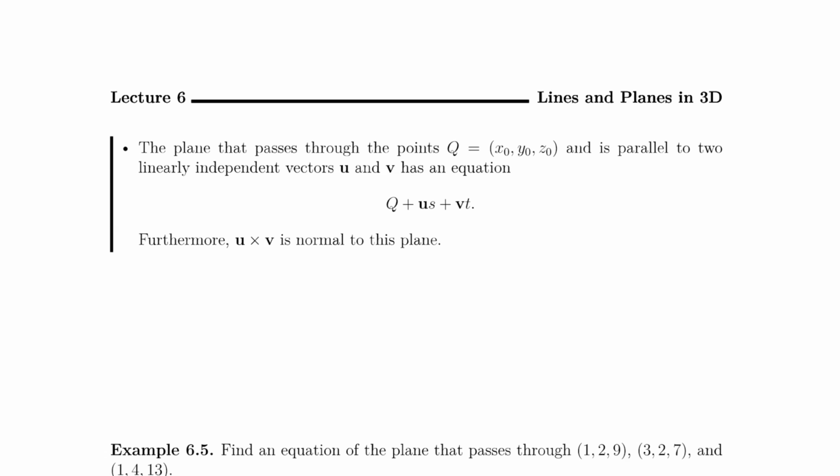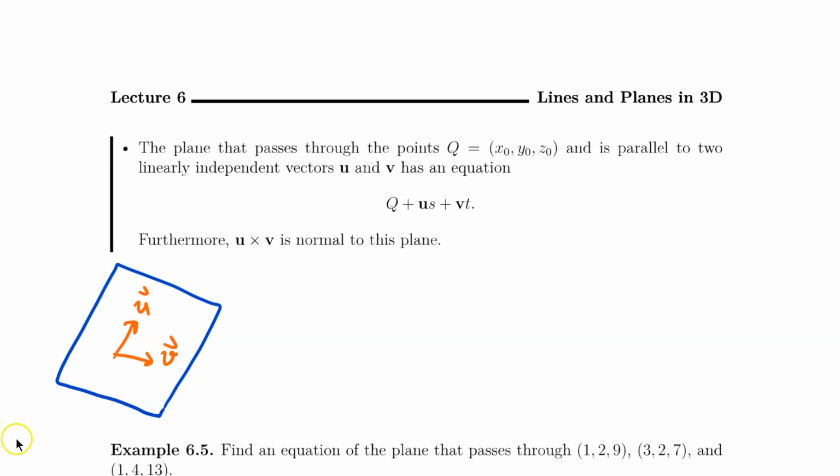Another way that we can think of a plane is that we can start off with some two vectors. So let's say this is vector u and vector v. And then we can look at the plane that contains these two vectors. Now we can see that the equation for this plane should be something times u plus something times v.